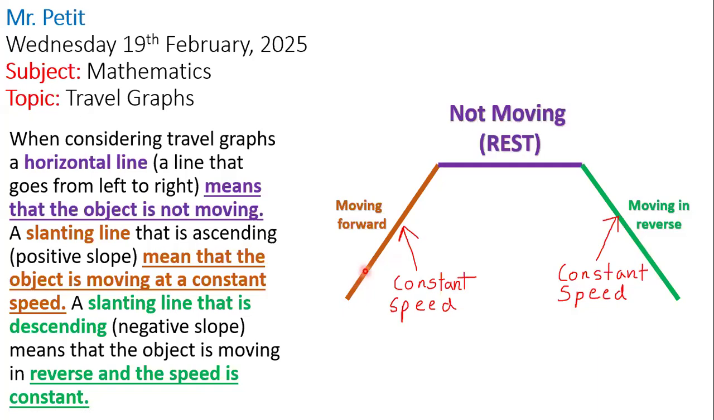So let's say I went to the park, I stayed at the park, and now I'm going back home. So I am moving forward, constant speed, ascending. I am at rest, I'm staying at the park, doing stuff, but I haven't moved from the park. And now I'm going back home. I'm reversing, right? I'm going back home.